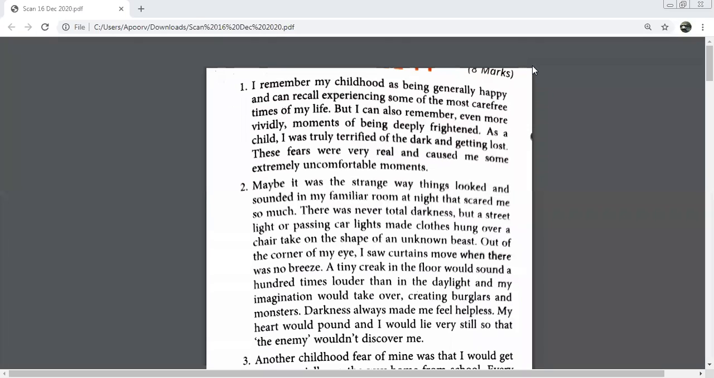Please speak, beta. Subheadings: my childhood being generally happy and carefree. Second, but sometimes frightened of dark and getting lost. Sometimes very uncomfortable moments. Okay. Almost the same here, both of them. Very good. Boys, please, Suryansh, Vikram, what according to you? Please speak out.